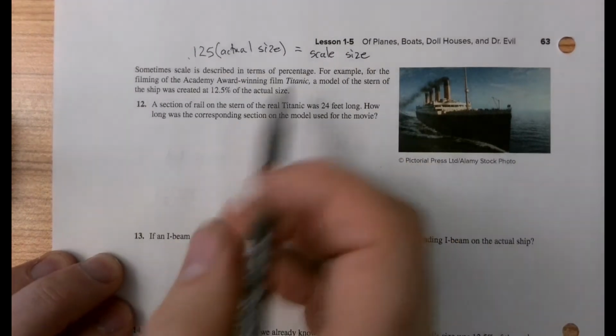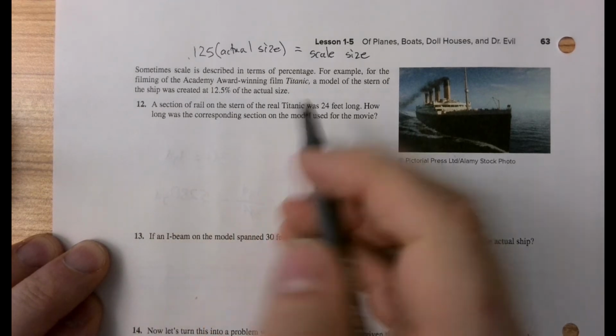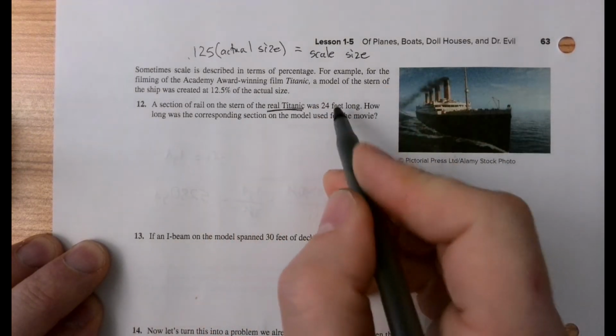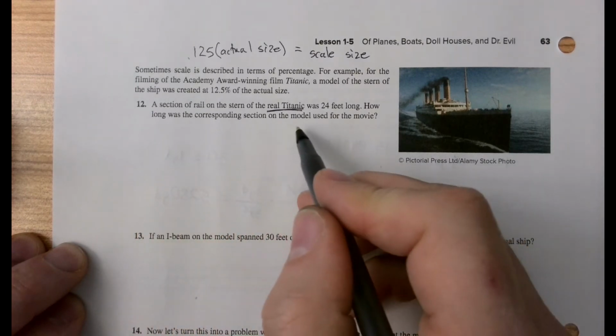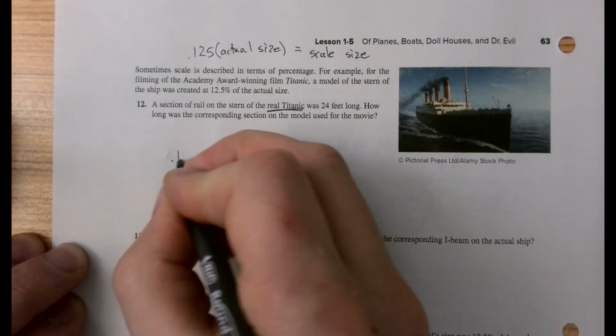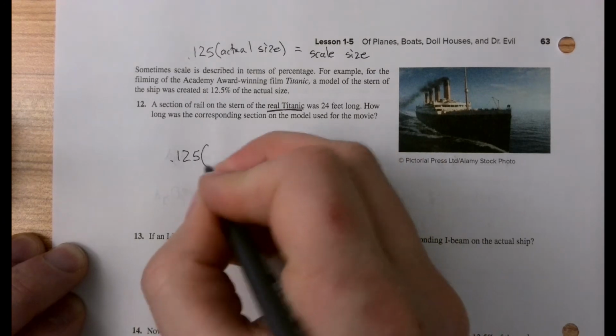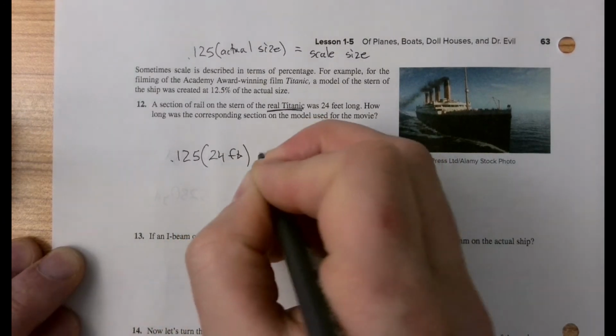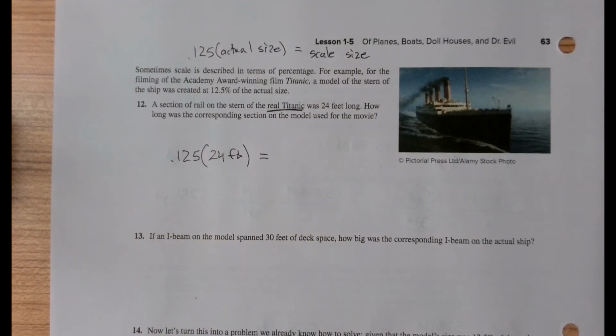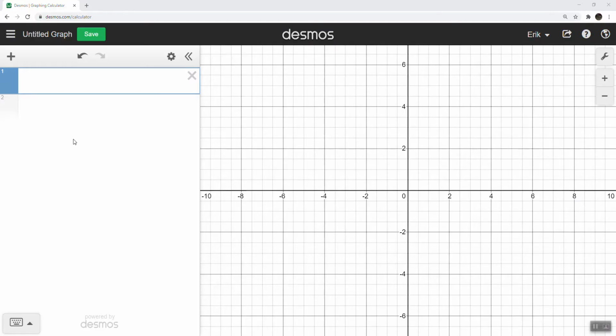So using that knowledge here, we've got a section of rail in the stern of the real Titanic. Notice this is the actual size, was 24 feet long. How long would the corresponding section on the model be used for the movie? Well, we would just take 12.5% of 24 feet, and that gets us the amount. Let's jump to decimals real quick. 0.125 times 24, and we get, surprise, 3 feet.